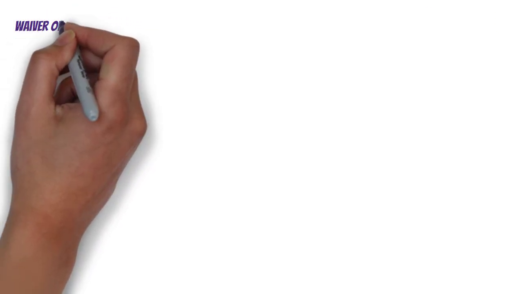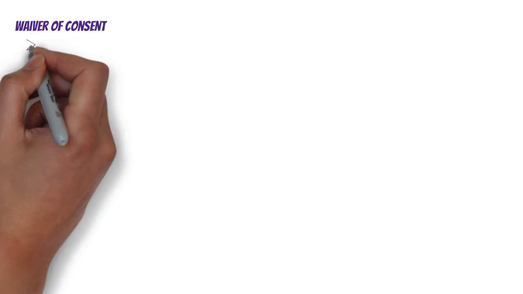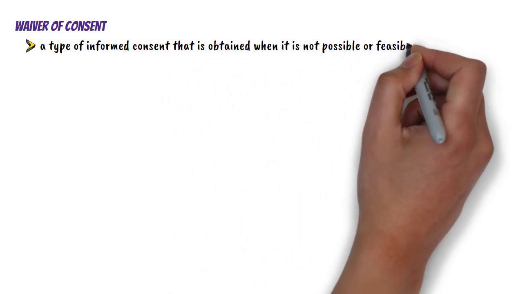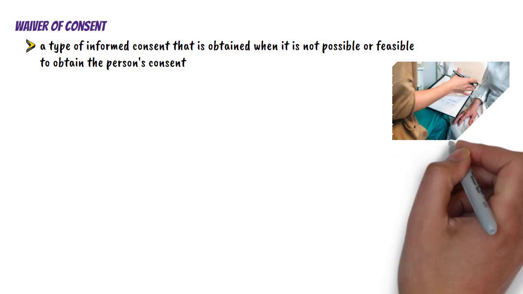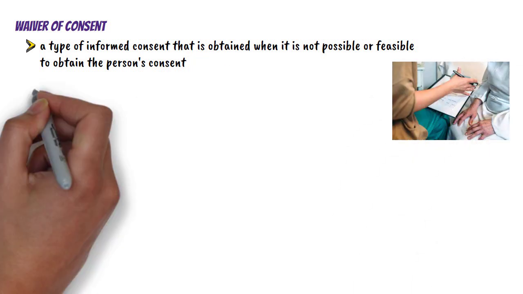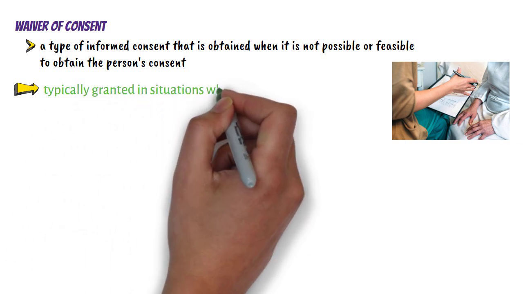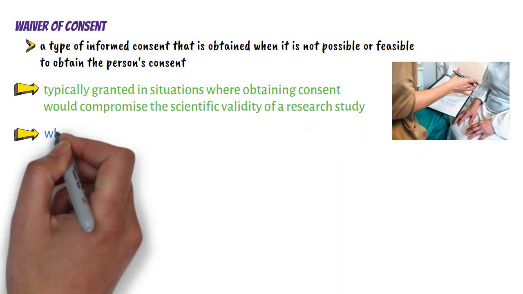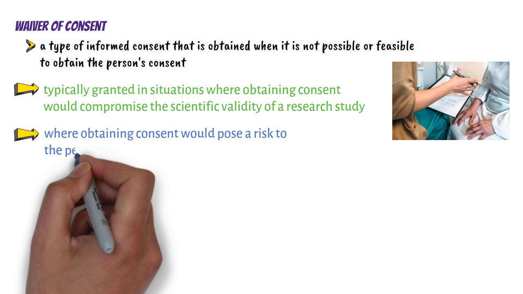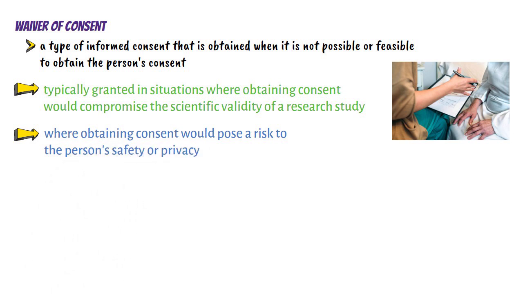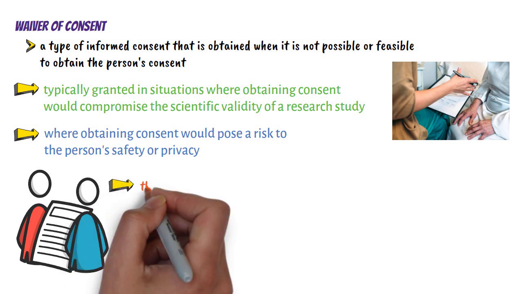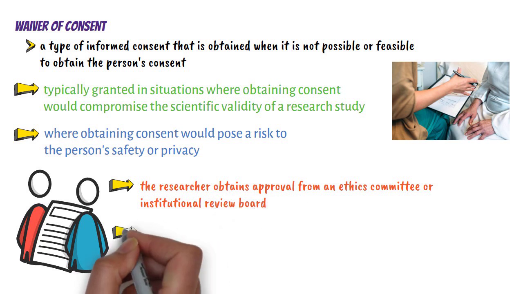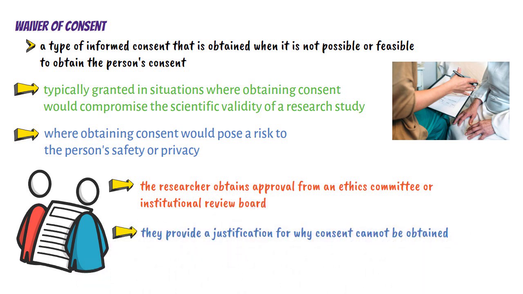Fifth, waiver of consent. Waiver of consent is a type of informed consent that is obtained when it is not possible or feasible to obtain the person's consent. Waiver of consent is typically granted in situations where obtaining consent would compromise the scientific validity of a research study, or where obtaining consent would pose a risk to the person's safety or privacy. Waiver of consent requires that the researcher obtains approval from an ethics committee or institutional review board, and that they provide a justification for why consent cannot be obtained.